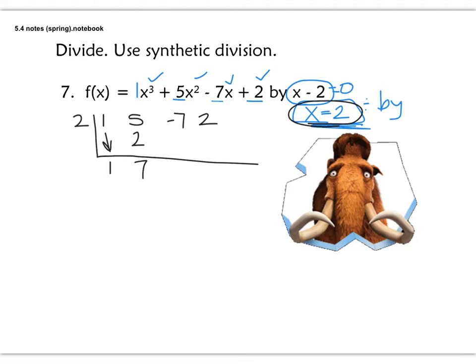5 and 2 is 7. Multiply 2 and 7. That's 14. And then we're going to add negative 7 and 14 is 7. Multiply 2 times 7 is 14 again. And then you add 2 and 14 is 16. All right, so there I just went through it twice.